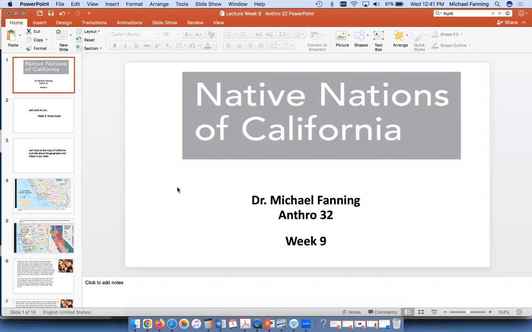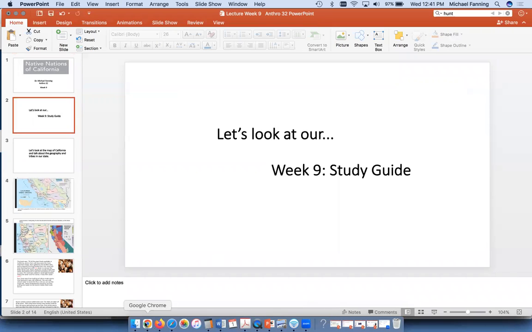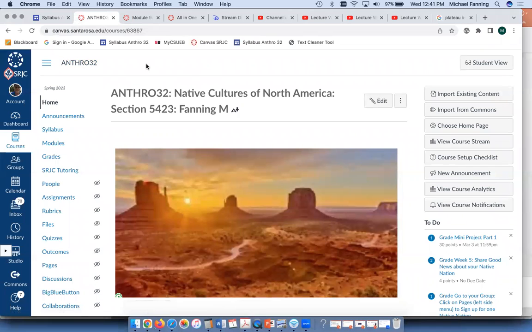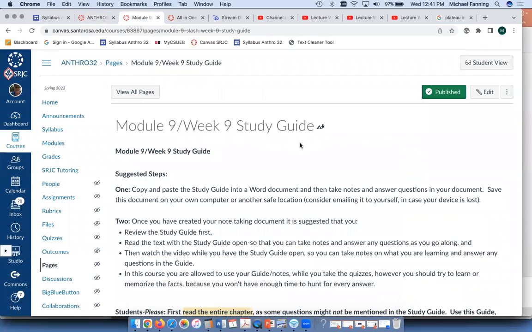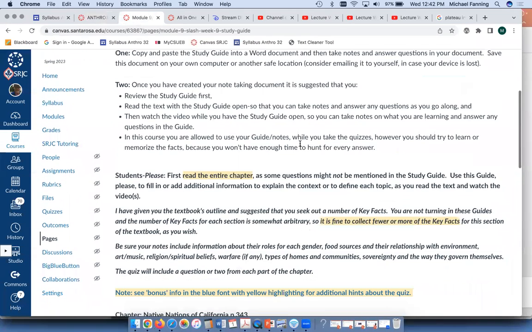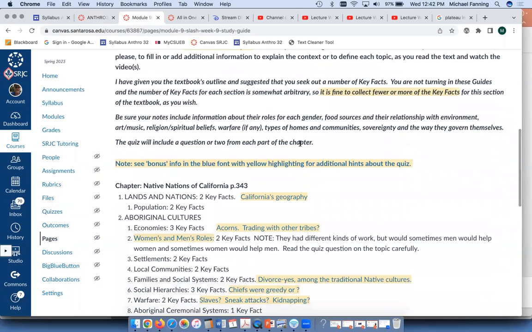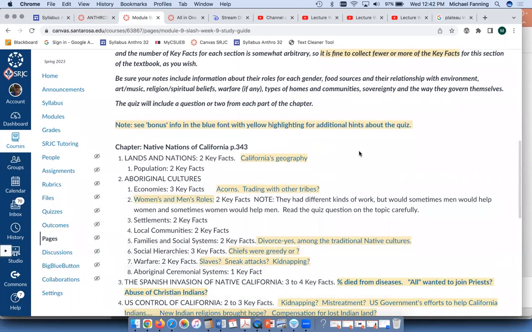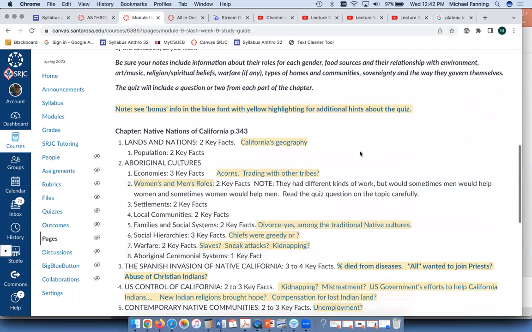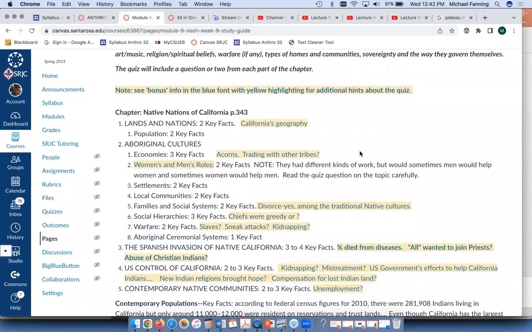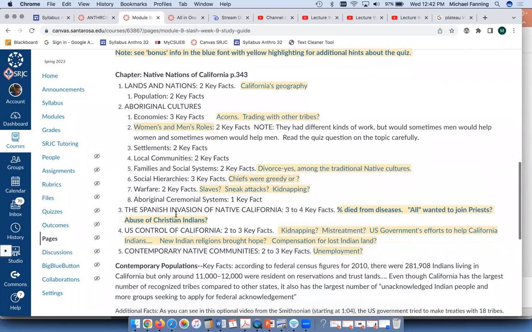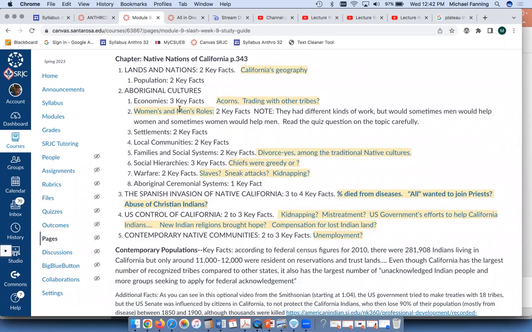We're going to be learning about Native Nations of California this week. As usual, let's take a look at our study guide first. Here's our study guide for week number 9. And as we scroll down, you see that it's laid out in a familiar way, with yellow highlighted parts that include some parts that I'll be talking about today. Other parts you'll be able to look up within your book. It also has these other important facts for you to learn, but we pay particular attention to the ones that have yellow highlighting.